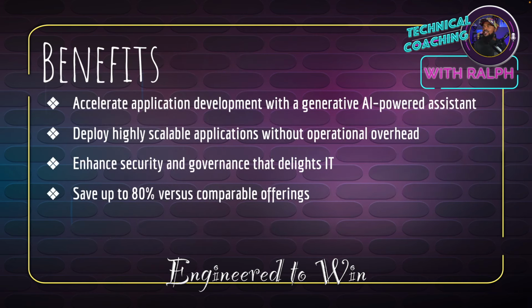So what are the benefits of AWS App Studio, right? So it accelerates application development with a generative AI-powered assistant, right? It allows you to deploy highly scalable applications without operational overhead, enhance security and governance that delights the IT, the information technology team, right? And then you can save up to 80% versus comparable offerings. This is what AWS is saying.